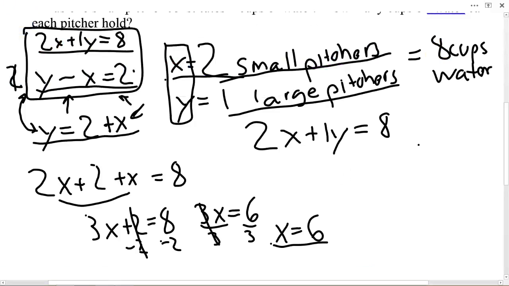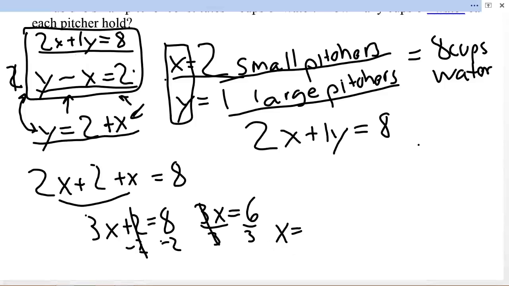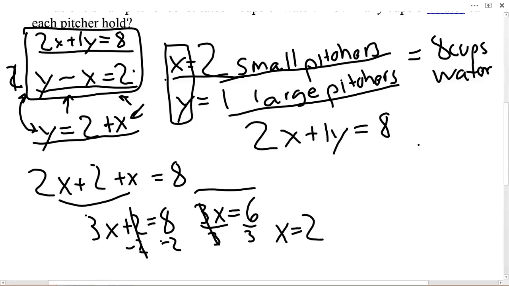I made a mistake. This doesn't equal 6. Sorry, guys. I knew something was off. So let's look at this equation. This is where I messed up. 6 divided by 3, this isn't equal to 6. That means x equals 2. Okay, sorry about that. X equals 2.